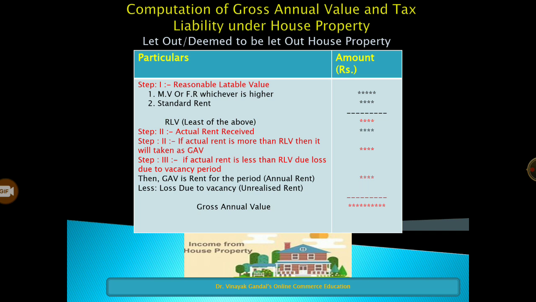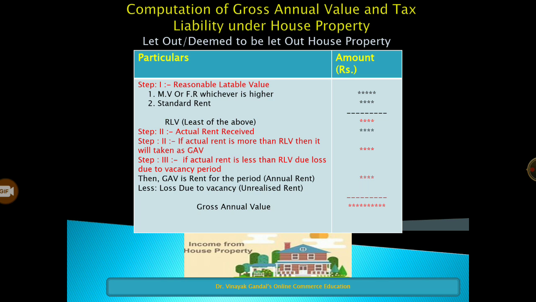So as you know that it is necessary to calculate gross annual value as well as net annual value of the property for the purpose of tax calculation. So the gross annual value is based on 3 steps. So we have to consider these 3 steps while determining gross annual value of the property.